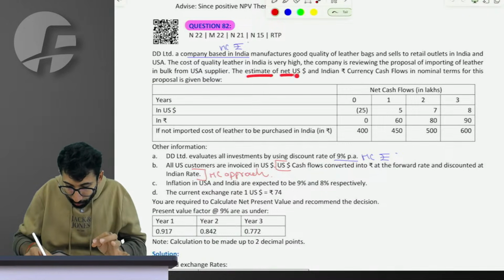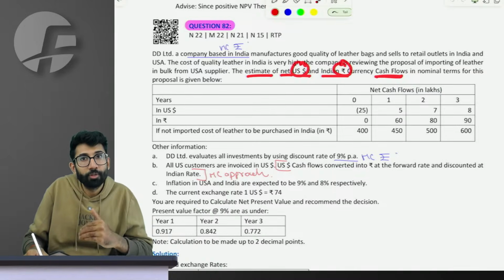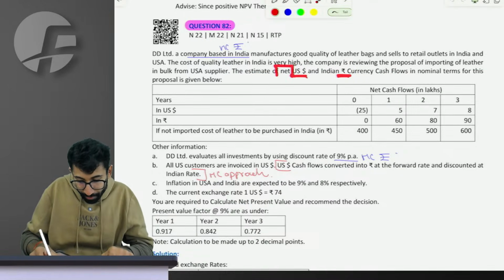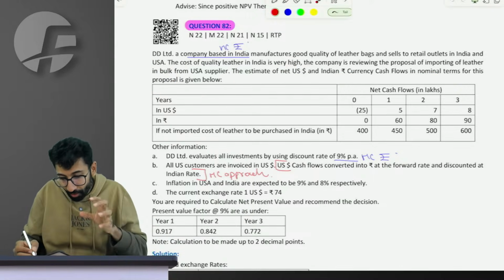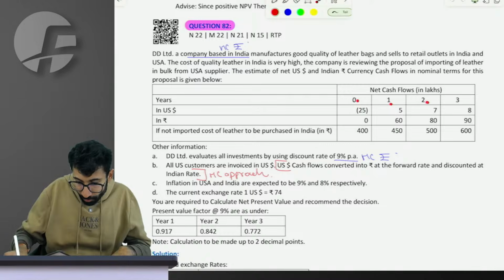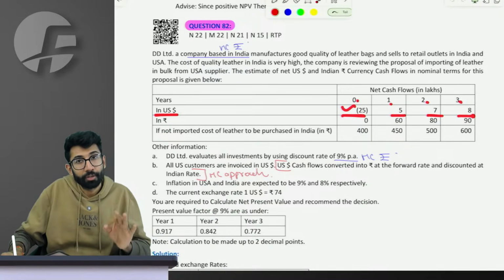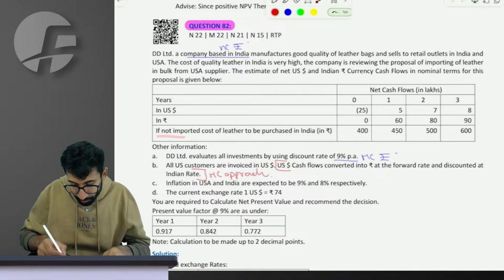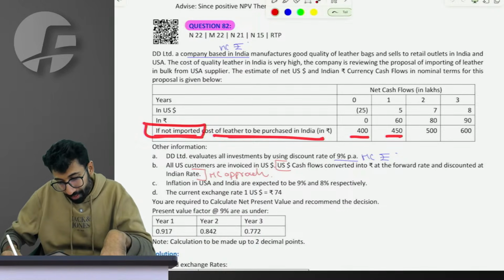The estimate of net USD and Indian rupee cash flow, in terms of dollar and in terms of rupee. When I export in dollar, it's a US cash flow. Import from US, dollar cash flow. Similarly India and rupee cash flow, net, in nominal terms for this proposal of import from US and sell to India and US. The cash flows are given below in lakhs. In the years 0, 1, 2, 3, USD 0.25 lakh dollar outflow, then 5, 7 and 8 lakh dollar inflow in the respective years. In rupee terms, 60, 80 and 90 lakh rupee inflow. If you don't import the leather from US, the cost of leather that you will have to purchase in India is 400, 450, 500 and 600 at the end of every year. Fine?